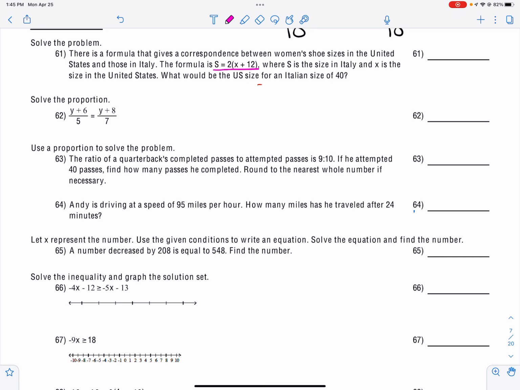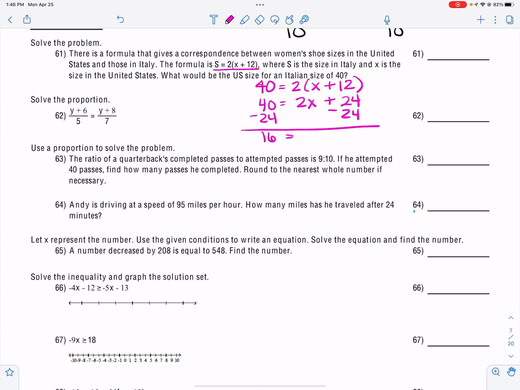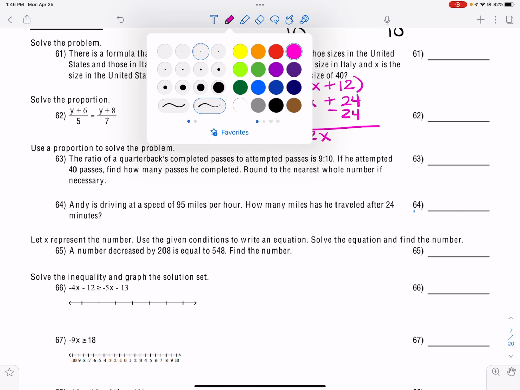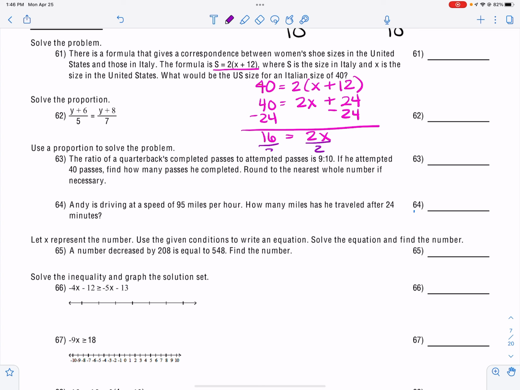So we are going to substitute 40 in for S, 2(X plus 12). And we're going to have to use the distributive property. So we're going to take 2 times X plus 2 times 12, and we get 2X plus 24. Now we're going to solve for X by subtracting 24 from both sides. And so that gives me 16 is equal to 2X. And then we divide by 2, and that tells us that X is 8.